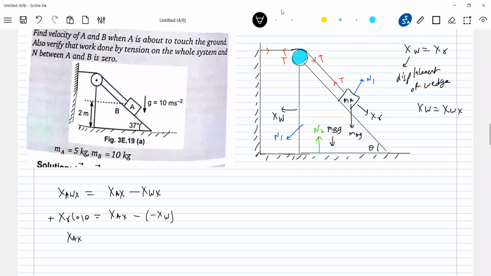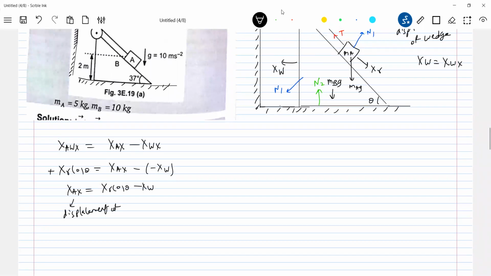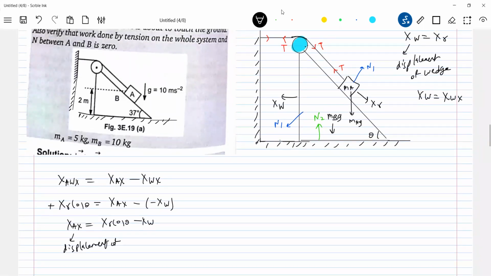So XAX is equal to XW, XR cos theta minus N. So what should you write? Displacement of block with respect to ground along the x-axis. Similarly, what is the displacement of the block with respect to ground along the y-axis? So I'll go for it. YA, the y displacement of block with respect to ground along the y-axis.